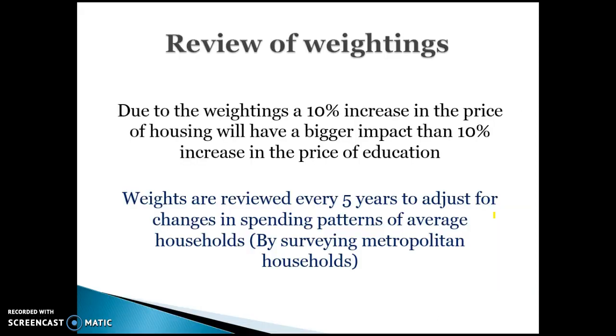Review of weightings: every 5 years they review the weightings. Okay, so due to the weightings, a 10% increase in the price of housing has a bigger impact than a 10% price increase in education. But the weightings are reviewed regularly because our spending patterns are changing all the time.